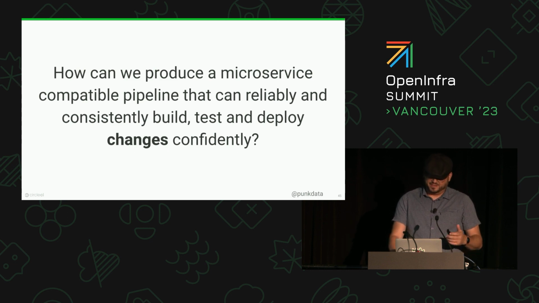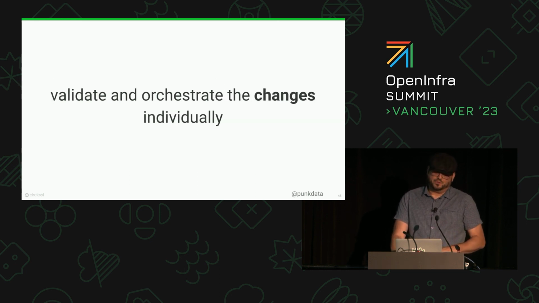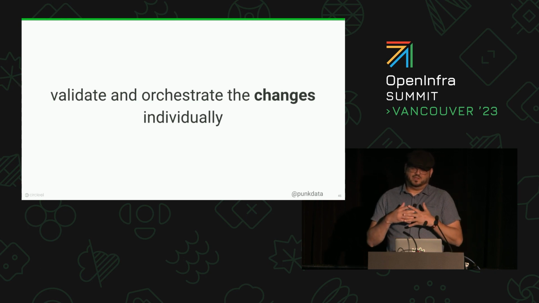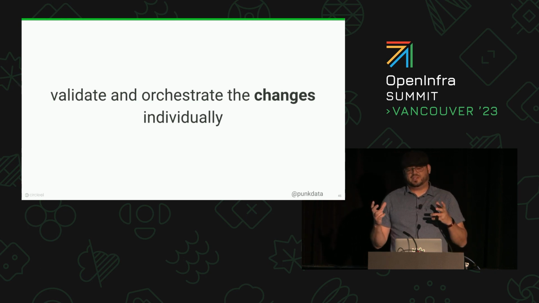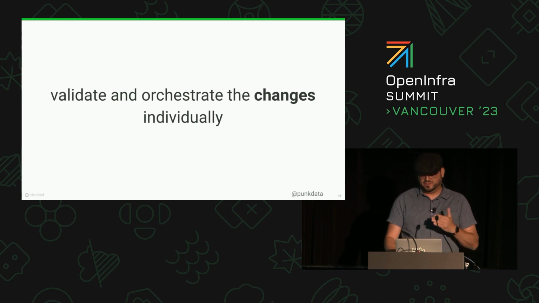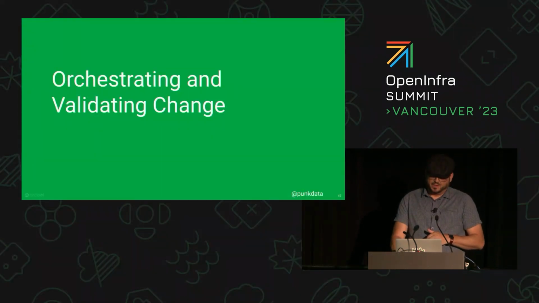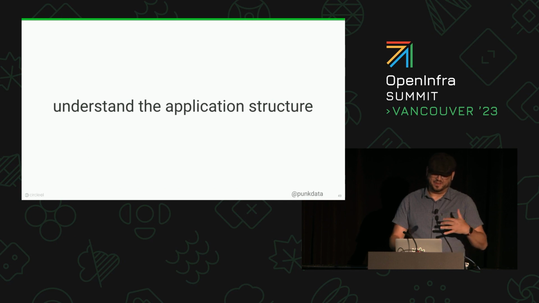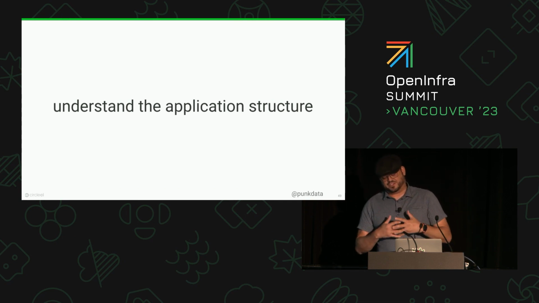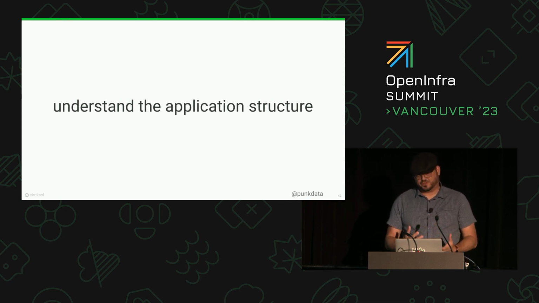At the end of the day, it's about change. So we have to start looking at continuous delivery as more of a validation and orchestration of the changes, and we have to focus on the individuality of those changes. So that's where I jump into orchestrating and validating change. Again, in order to do this, you have to understand the actual application structure.